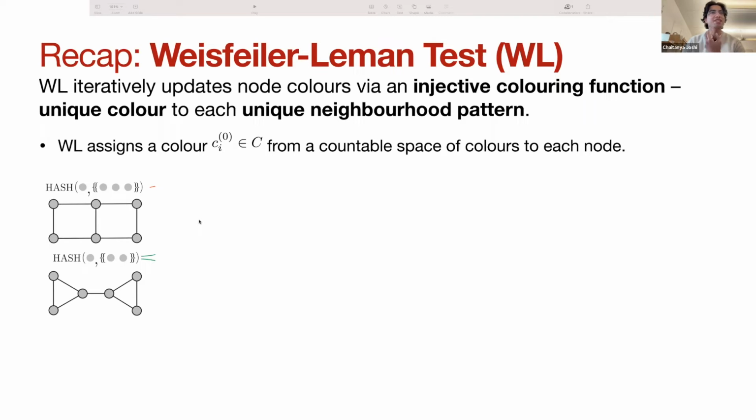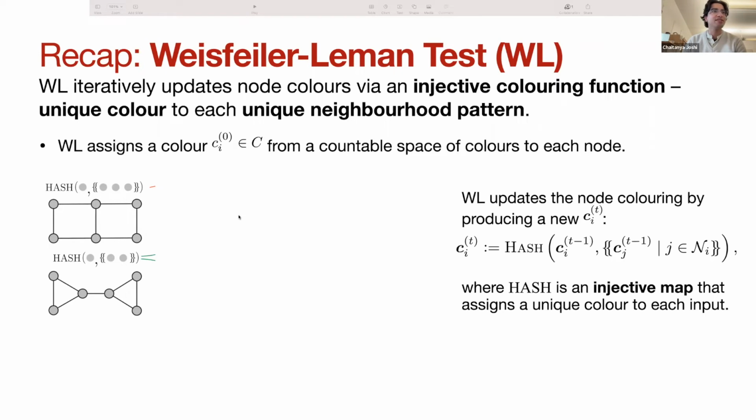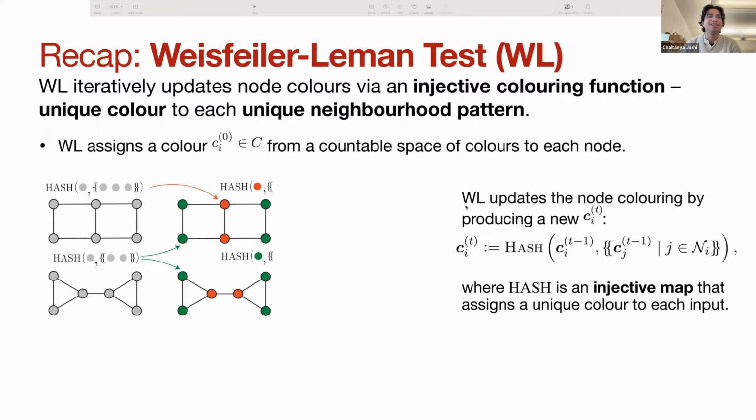And then at each iteration of the WL algorithm, you recolor your nodes using this function hash, which is the injective map that we just described. It takes as input your current color and the set or multi-set of your neighbors' colors. For each unique input pattern, it'll assign a unique output. So the algorithm progresses iteratively and you recolor your nodes.